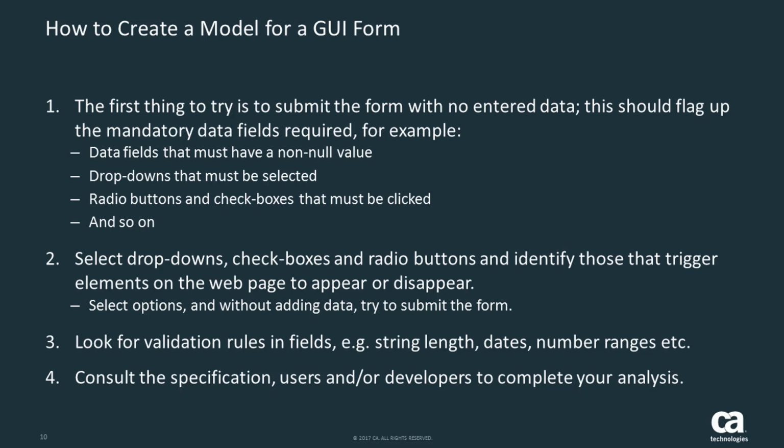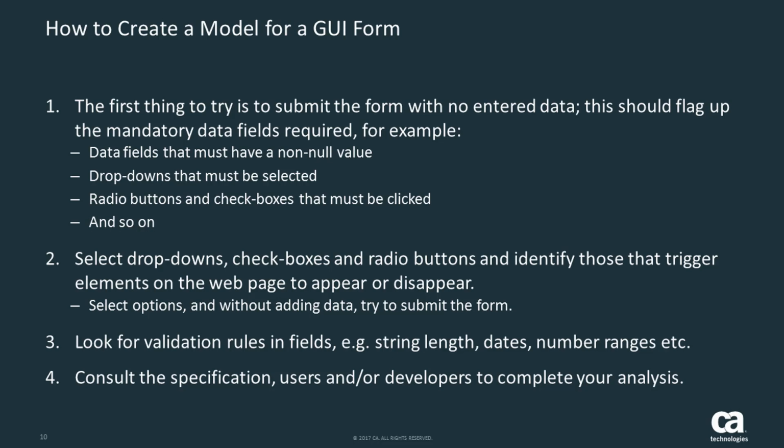So with this you have your first cut view of the validation of the GUI. After that, select the drop-downs and checkboxes and radio buttons and complete the fields that trigger elements on the web page to appear or disappear. And by that I mean sometimes when you select a value in a drop-down, some fields just beneath it appear and are required elements to fill in to complete the form. So identify the fields that actually cause these elements to appear or disappear.